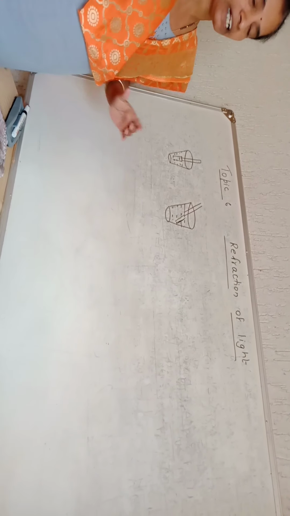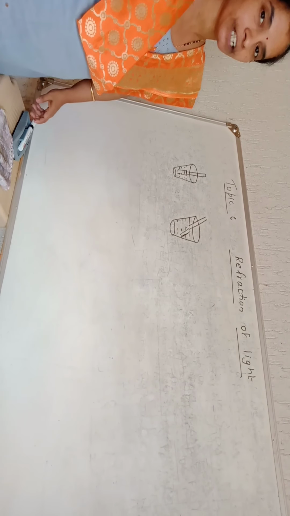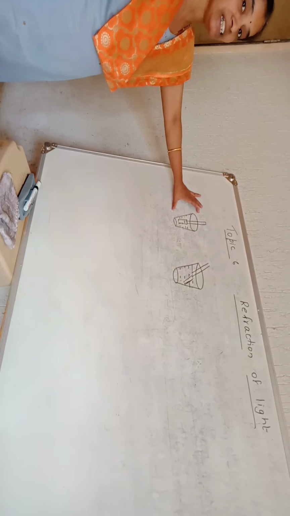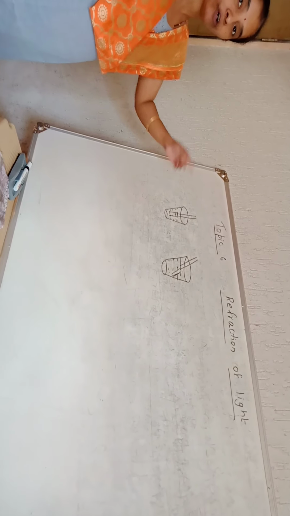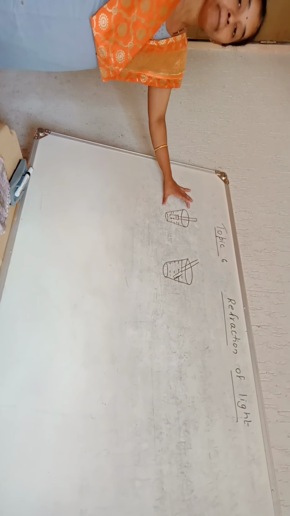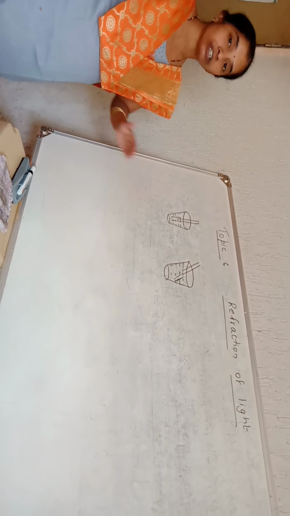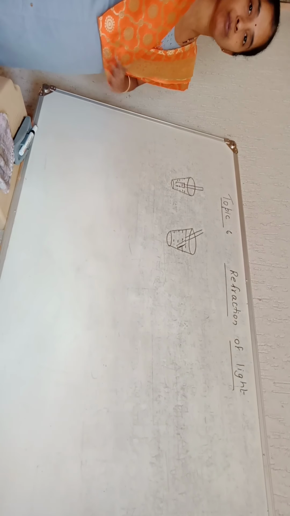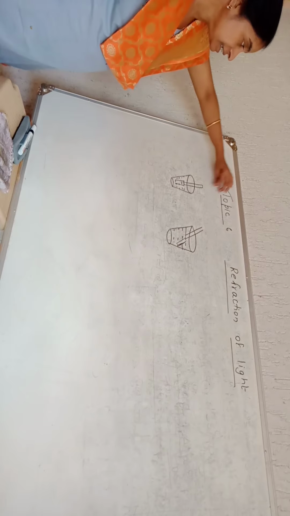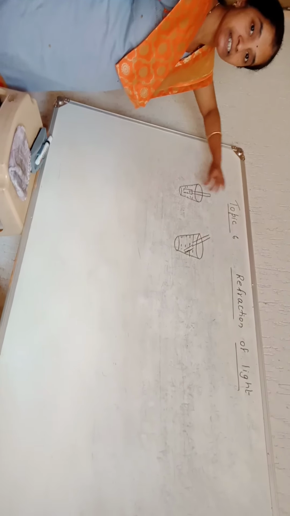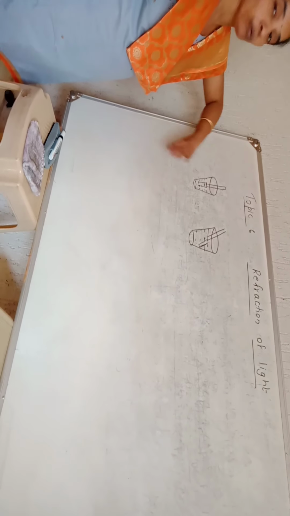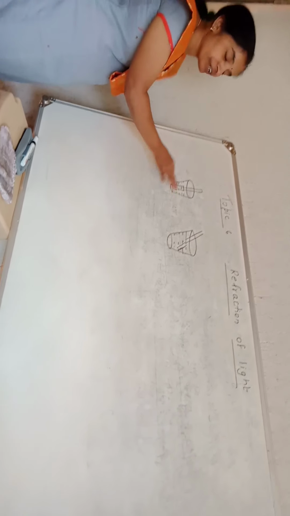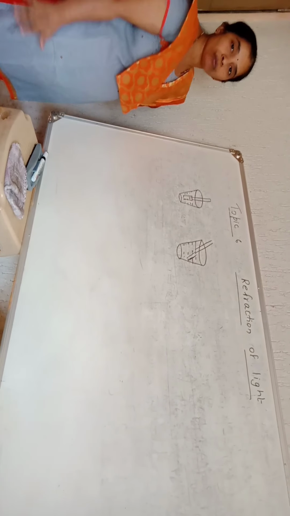To demonstrate that, there is a small activity given in your textbook. What is that? Take a glass made of glass, not made of steel, and fill it with water to 2/3 of its capacity. Don't fill it completely with water. Insert a pencil in vertical position, means keep it straight. Insert it straight into the water.